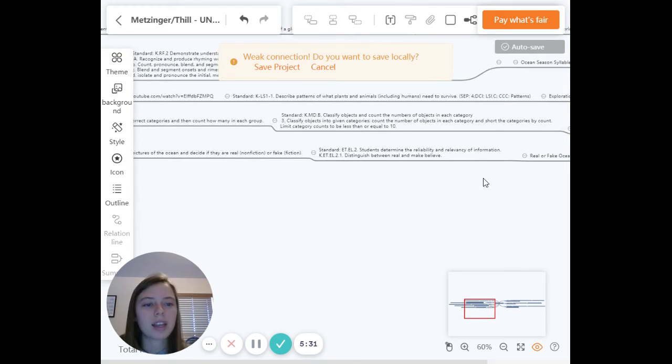And the standard for that is KETEL 2: students determine the reliability and relevance of information, and KETEL 2.1, distinguish between real and make-believe.